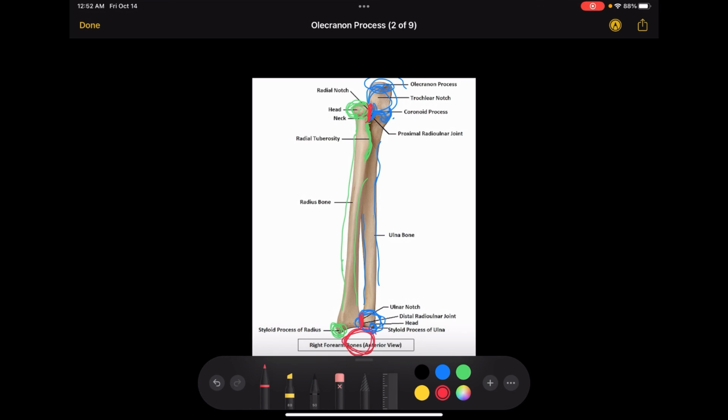And then the next video I'm going to make is about the image evaluation of a forearm.